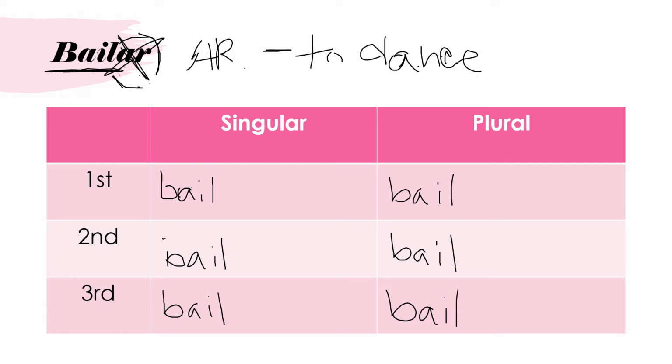All right, let me change the color of my pen real fast. So first person is going to be an O. Bailo. Yo bailo. This is I dance. All right. Yo bailo, I dance. All right. Second person, we're going to put our AS on the end. And then the A, the amos, áis. Don't forget your accent. And an.